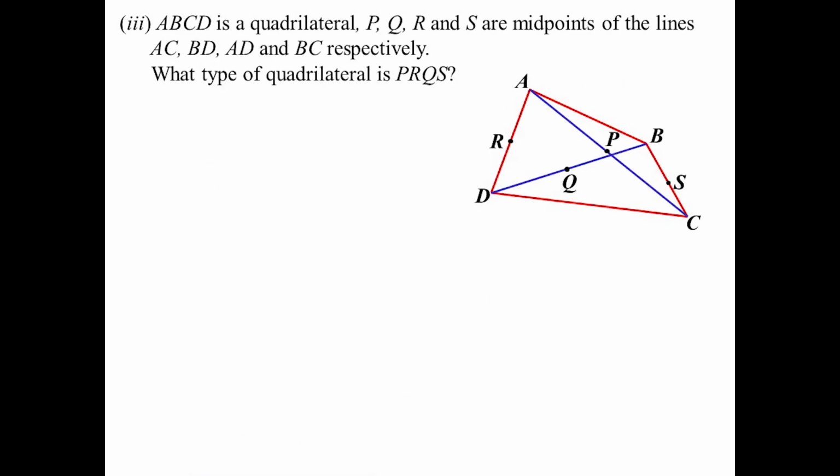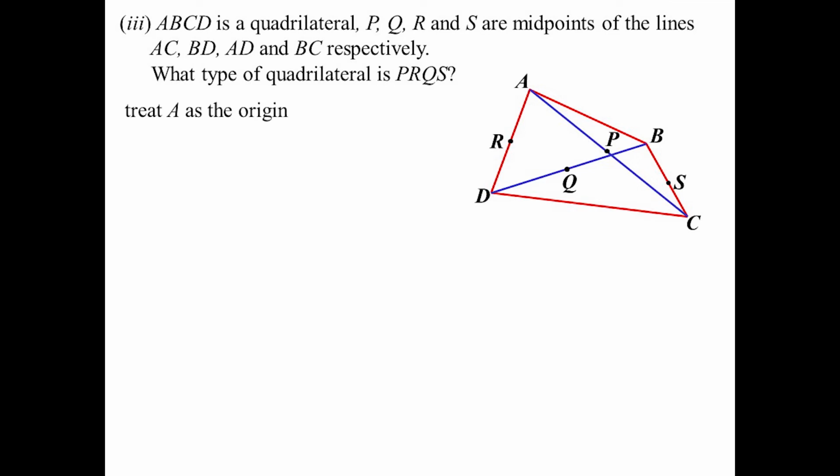Okay, this one's a bit more interesting. Not that the others weren't interesting. So I've got a quadrilateral ABCD. And P, Q, R and S are the midpoints of AC, BD, AD and BC. So if we were to join up P, R, Q and S, what sort of quadrilateral will we get? Now, okay, we could look at our diagram and have a pretty good guess of what we're going to end up with. But let's actually prove it.